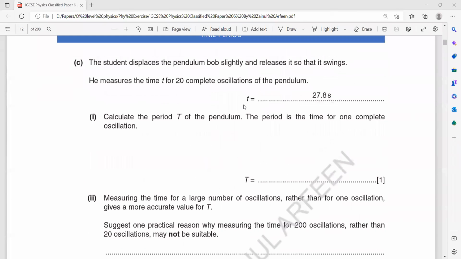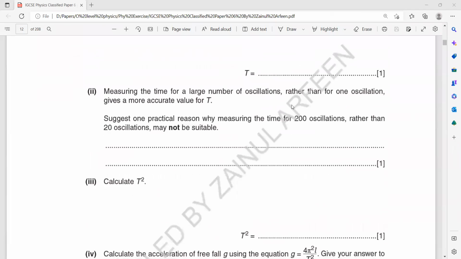Then we need T square. What is the meaning of T squared? It means we had a value of T which was 1.39. We just need T square, which means we just have to square. So 1.39 squared. What's the answer for 1.39 squared? 1.93. So 1.93, and the unit will be second squared, because this was time in seconds and this is time squared. So the unit will be second squared.